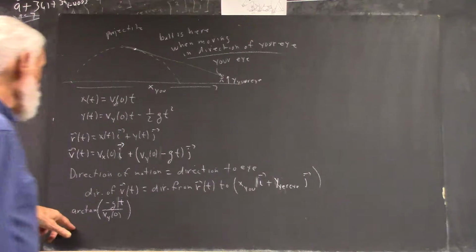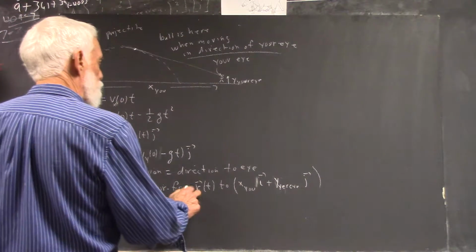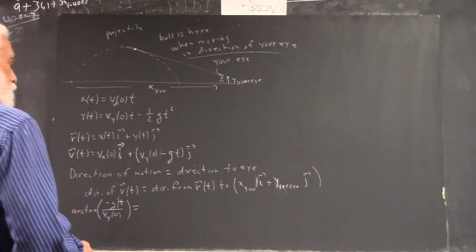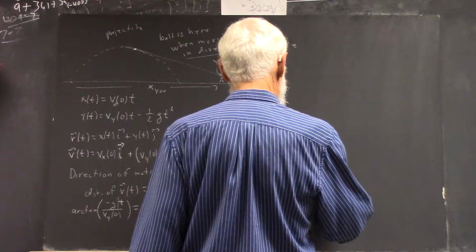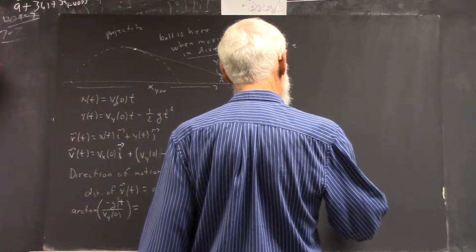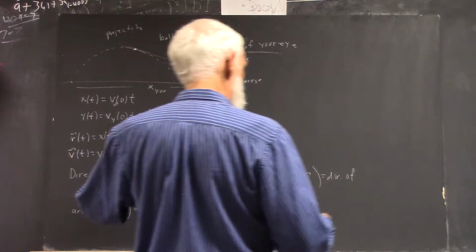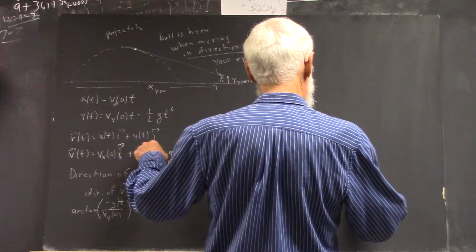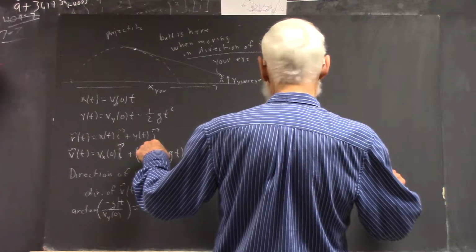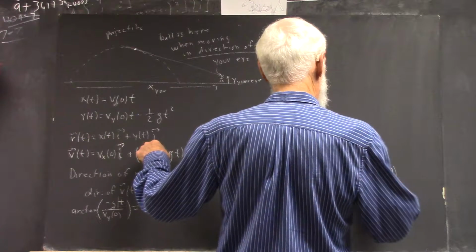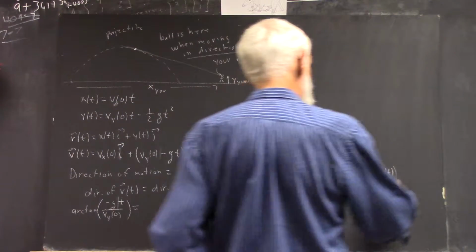So, we have this. Now, the direction from R of t to here, whatever time t, that's x u minus x of t, right? There's your i component.